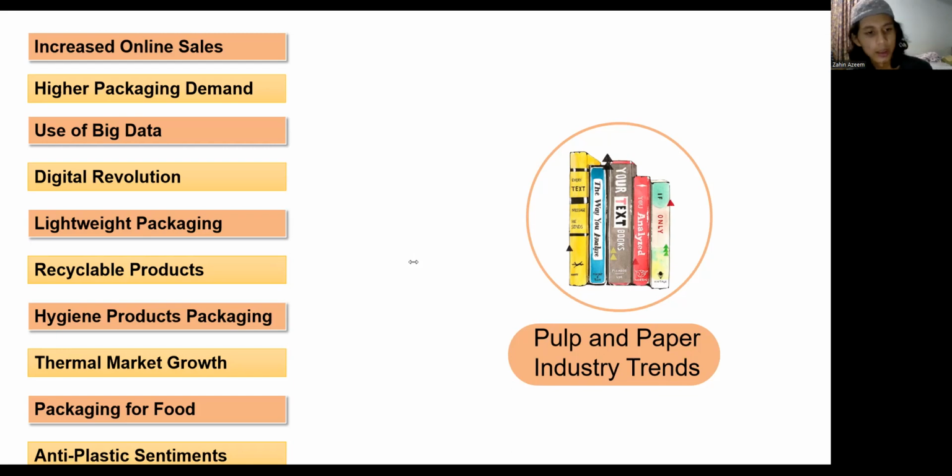So next is recyclable products. The ability to recycle pulp and paper products is non-negotiable for some consumers. As I explained before, the paper process can also make use of recyclable paper to create a new type of paper. As a result, there is an increase in recyclable products.